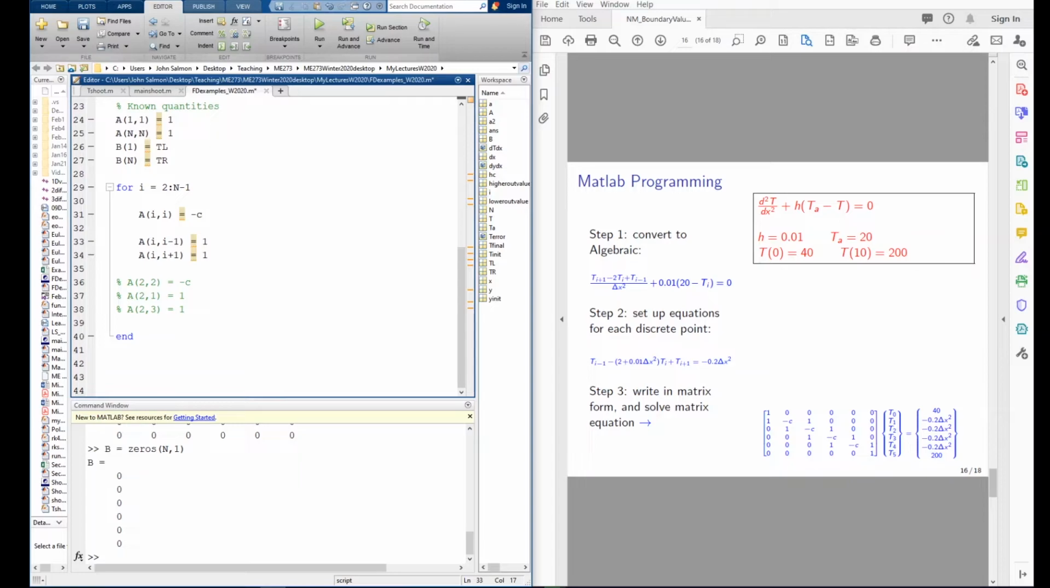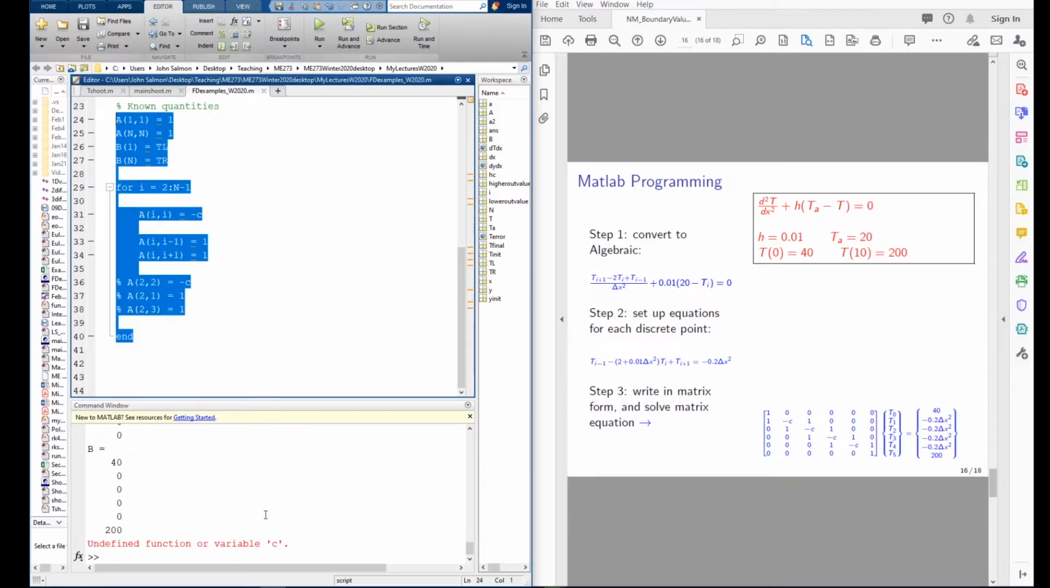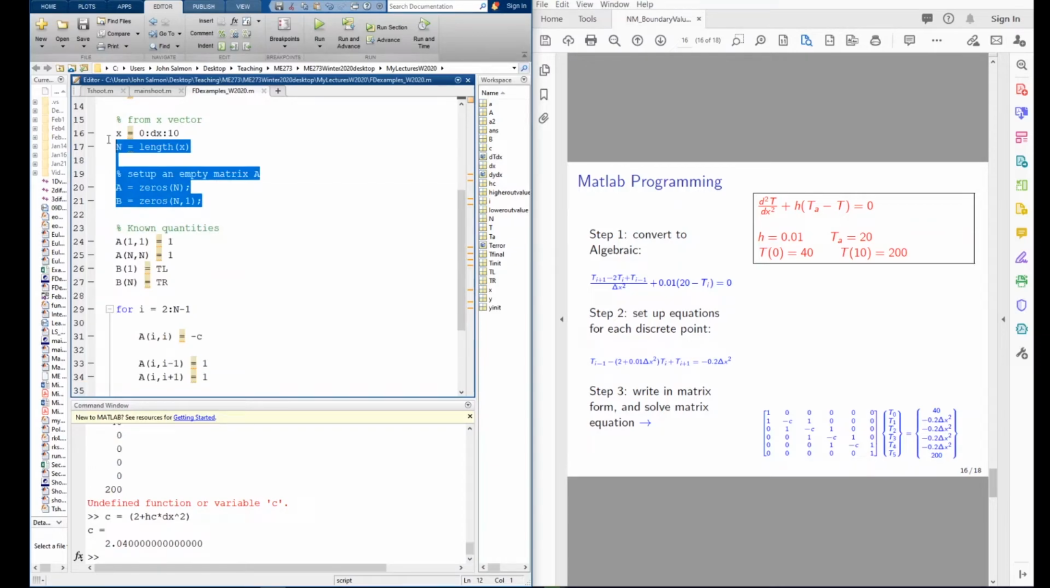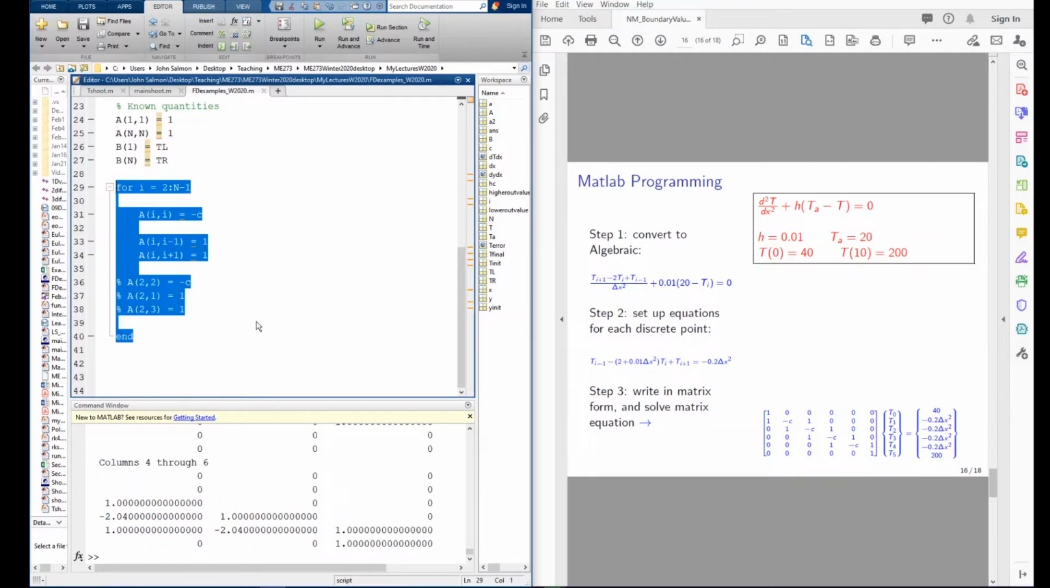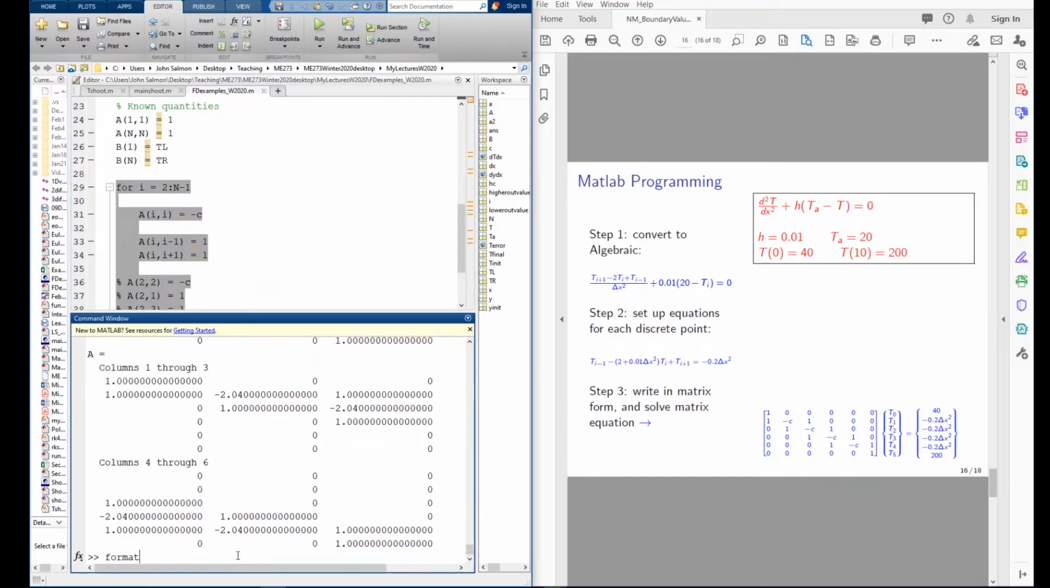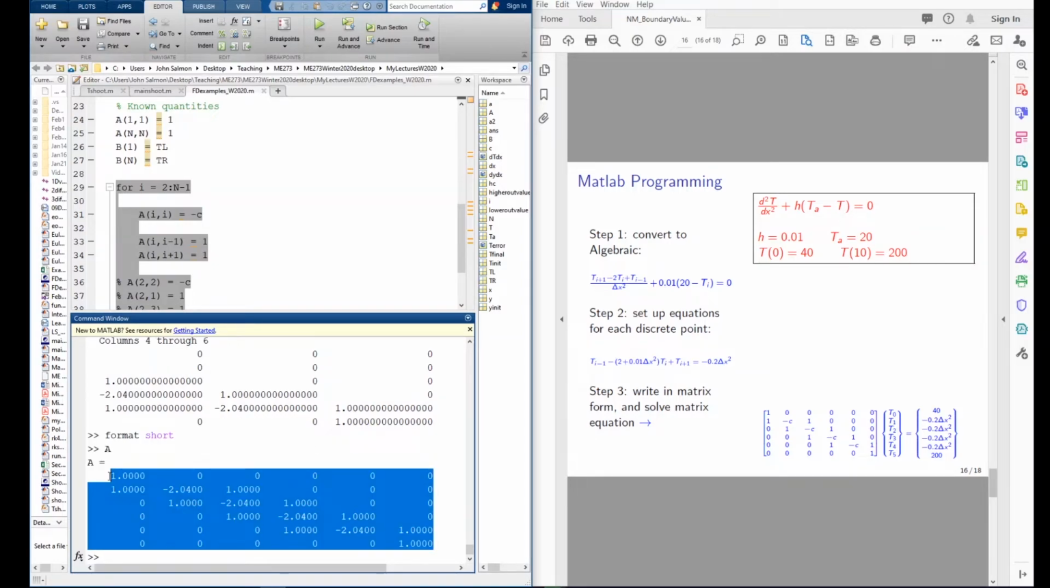All right, well, let's do this, and we'll see how it turns out. So let me just do this and hit F9. Oh, undefined function C, so let me come up here and define C. I'll run these right here. I'll run this, hitting F9, and then I'll select my for loop. Okay, and now I'm left with this matrix, and it's kind of hard to see, so what I'm going to do, format short, and hit A again.